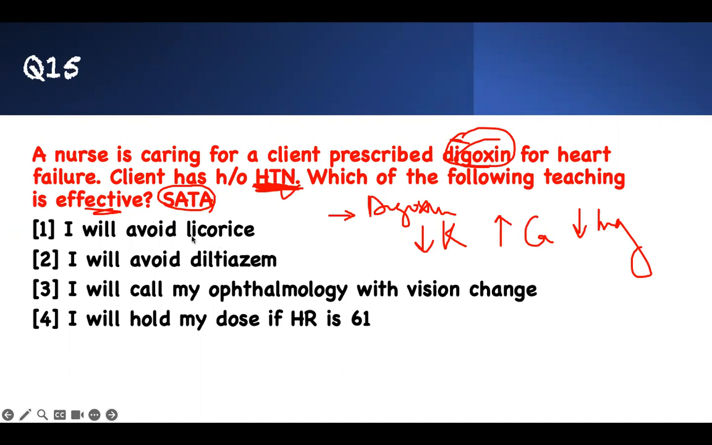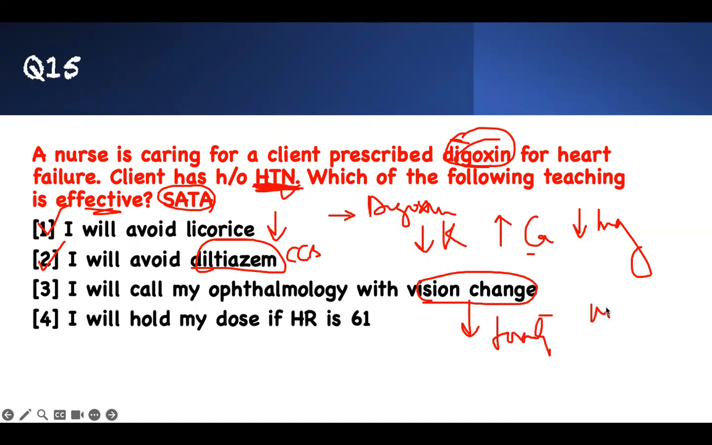So licorice will cause low potassium. Therefore, this teaching is good. I will avoid it. I will avoid the thiazide. This is a calcium channel blocker, which will increase my calcium, so I should avoid it. I'll call my ophthalmologist with a vision change. Vision change is toxicity. You should call the doctor, the MD. This is not effective.